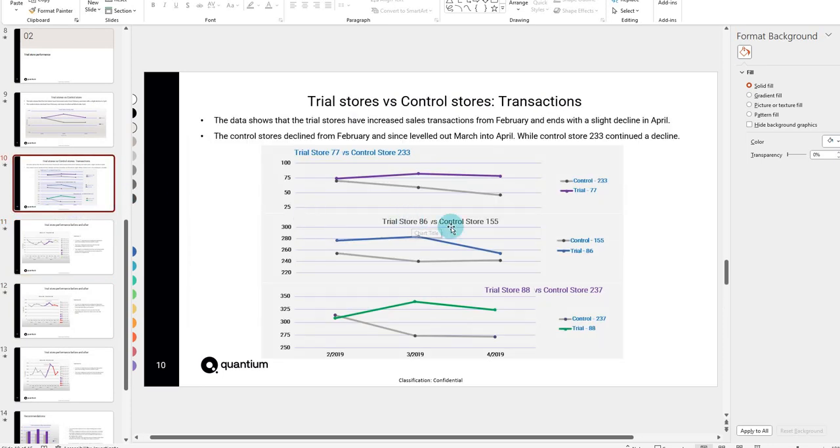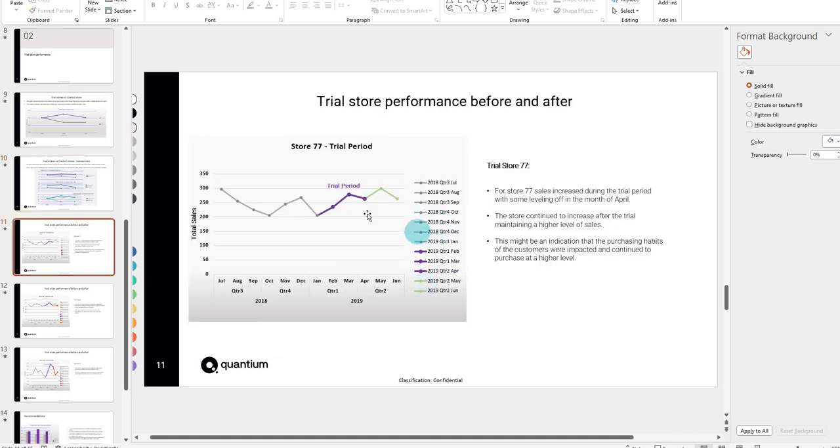And the next slide is the trial stores versus the control stores and the transactions, the total sales transactions, and how it looks. So here we can see that the trial stores are every time outperforming their control stores. Here it's broken down by trial store performance before and after. So you've got the before in the gray, the trial period in the color purple, and then the after in green here.